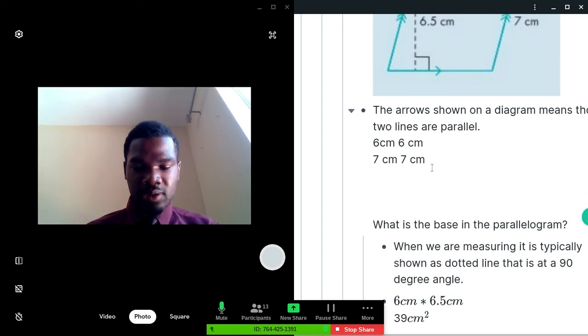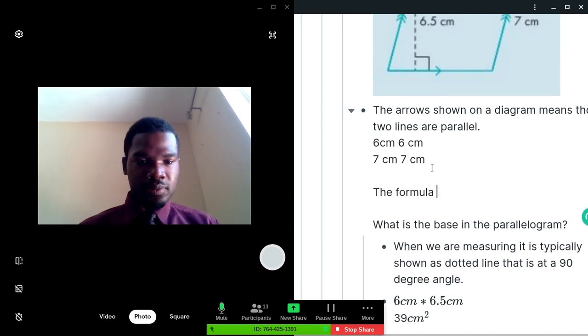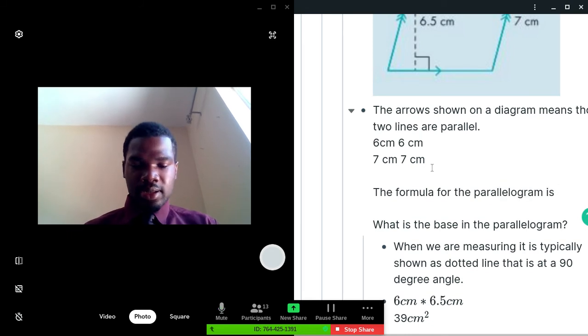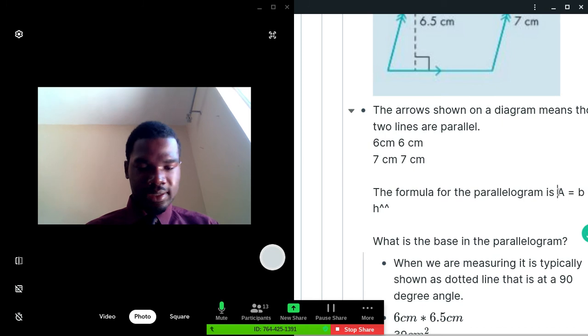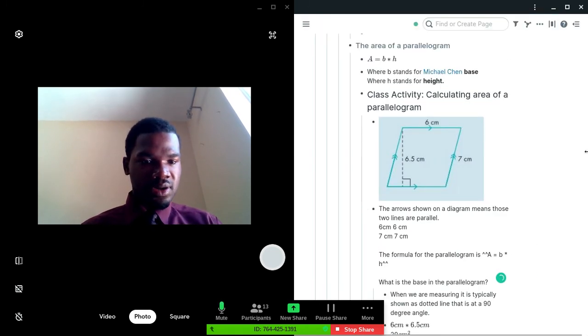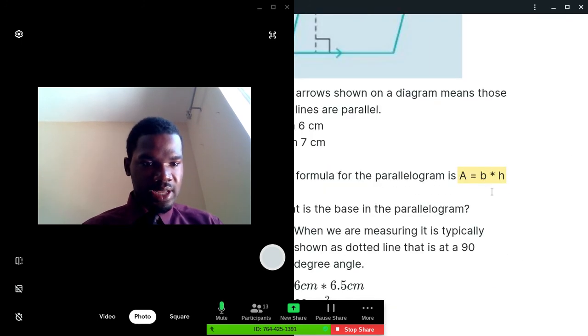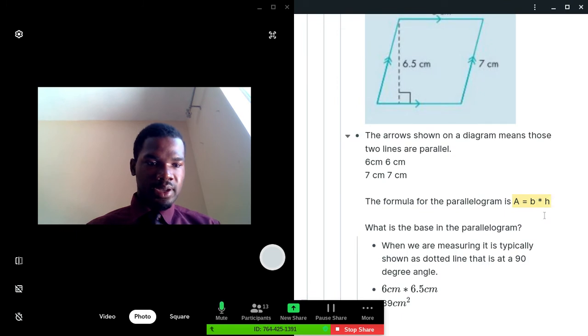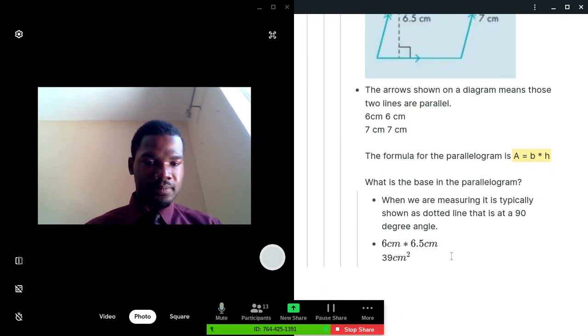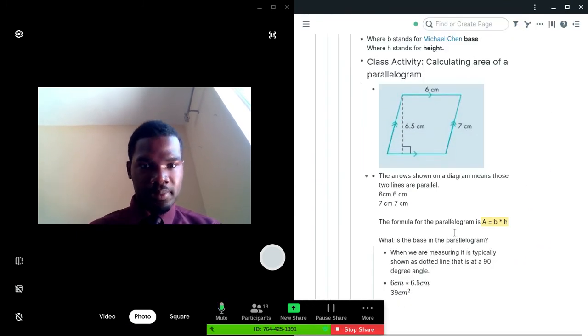So look at this for me now. The formula for the parallelogram, one more time, is A is equal to base times height. And let me just put it in yellow so you can highlight it. And there you go. So I shouldn't hear nobody saying, sir, I don't know what the formula is. There you go. It's in yellow right there. Alright? It's base times height. Any questions about parallelogram?